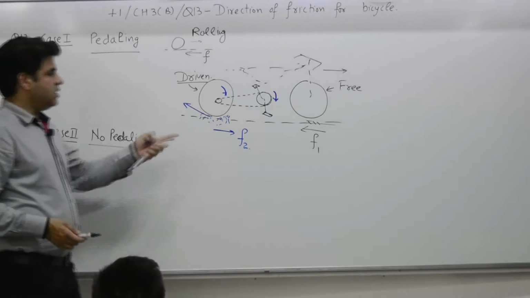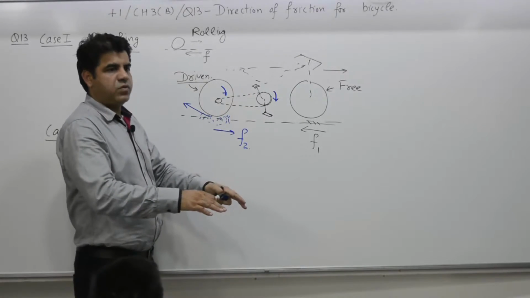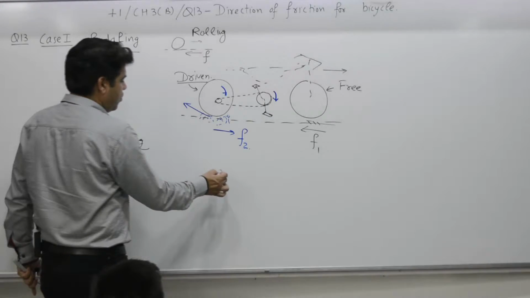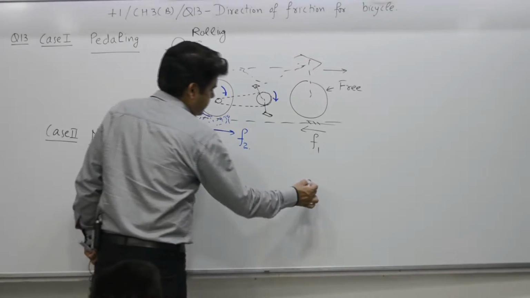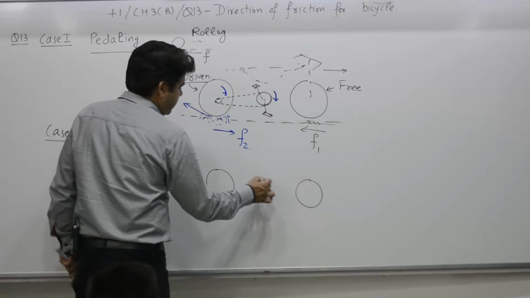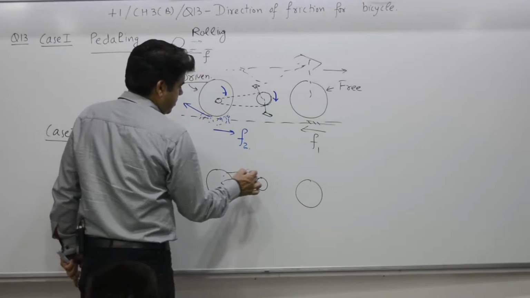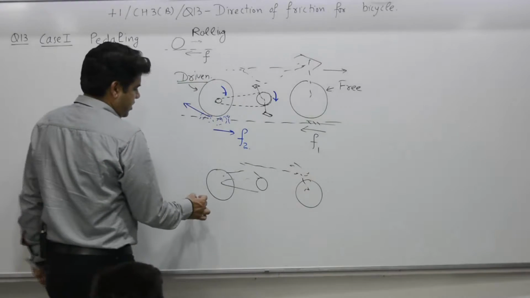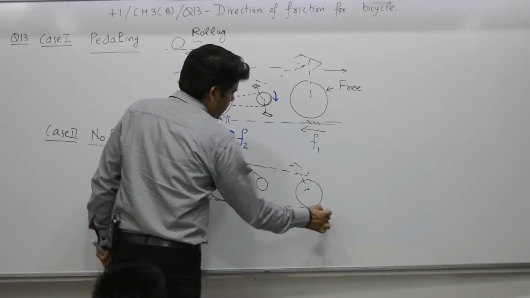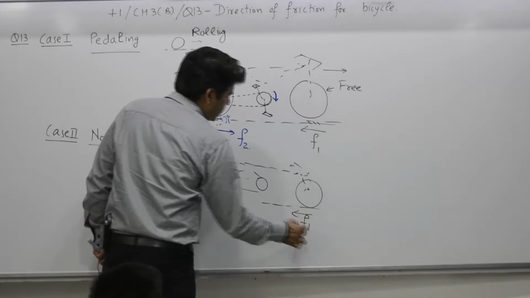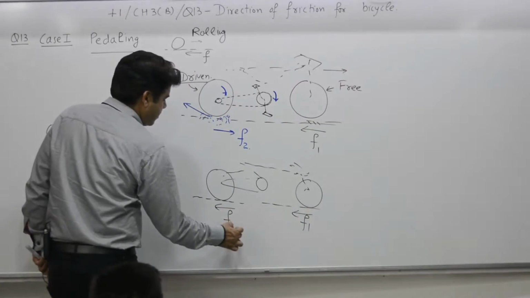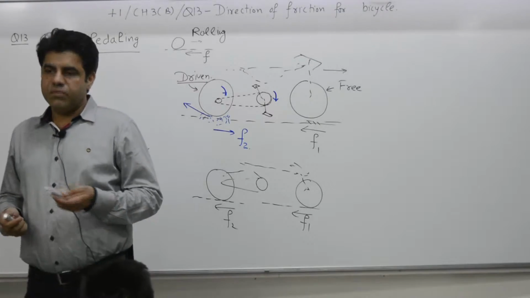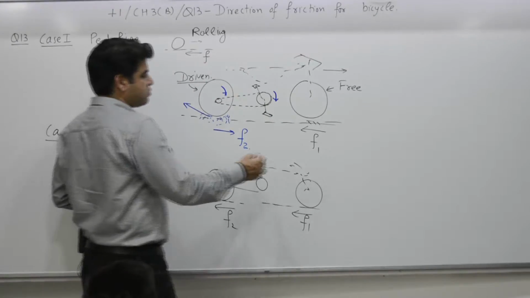That means the person stops pedaling or this chain breaks, whatever the reason is. Now, both the wheels are rolling. If both the wheels are rolling, then friction in both the cases is in which direction? Opposite or backward direction if the cycle is moving in this direction.